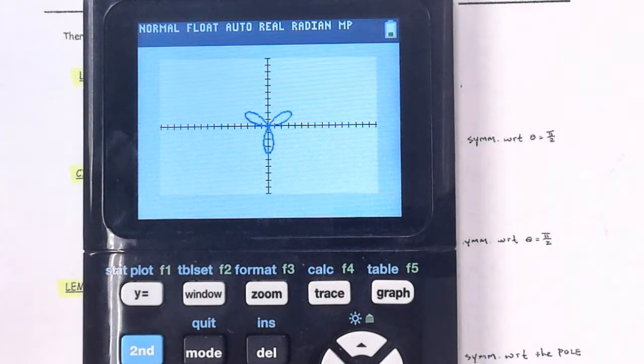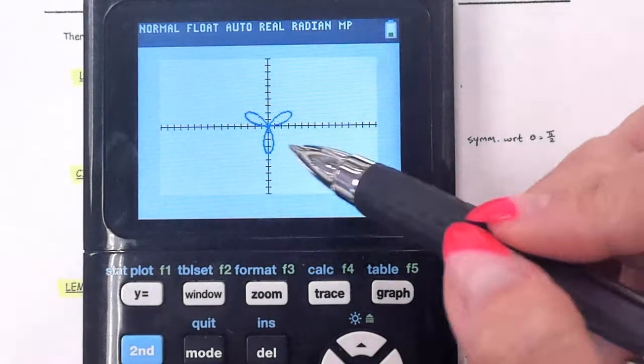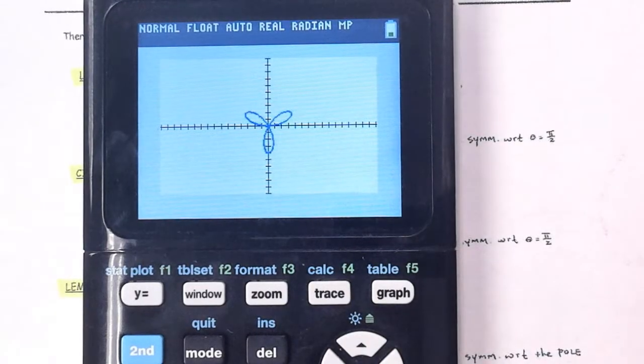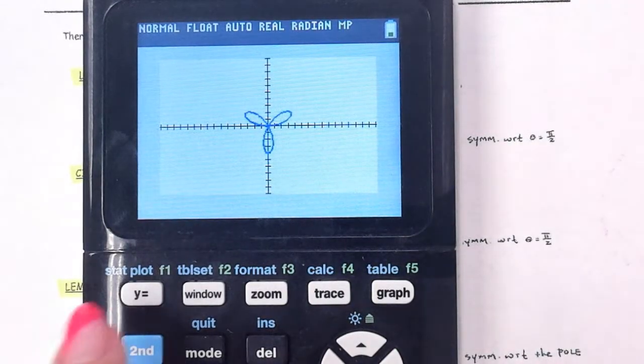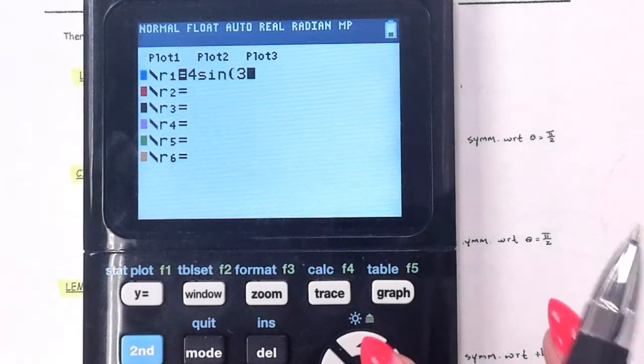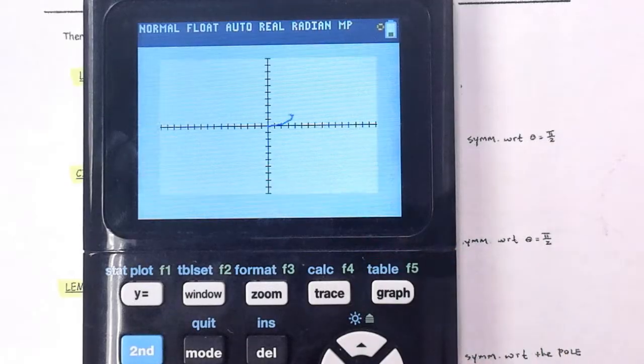That's called a rose curve. We're going to learn to graph all of these. But what do you think would happen if instead of a 3, that was a 4? Just imagine what you think would happen. Take a guess, and then I'm going to change it to a 4 and let's see if you're right.